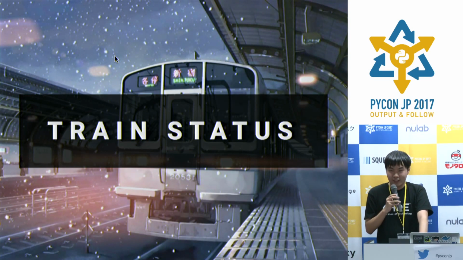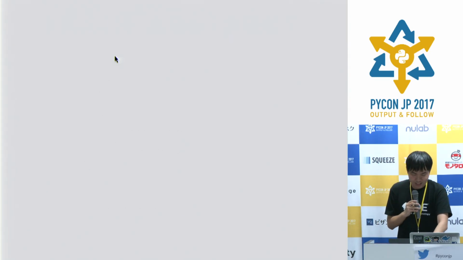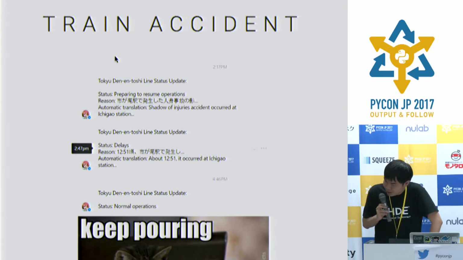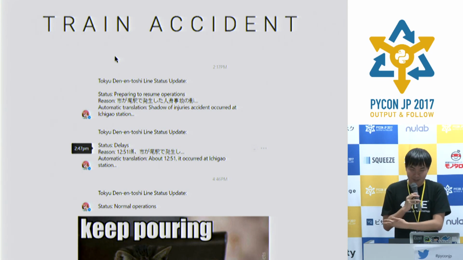The next one is train status. Before I came to Japan, I had no problem with trains, except after I lived in Japan. Because sometimes the trains here stop, or have some troubles or accidents, which is very annoying. For example, see the top image, okay, I think. There's a Den-en-toshi line status object, prepare to resume operation because some problems happened.